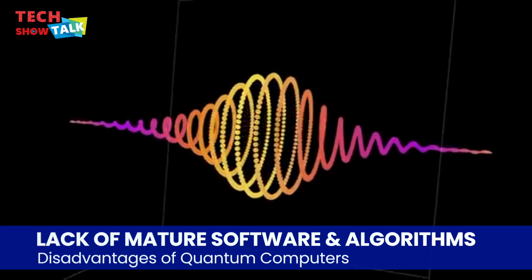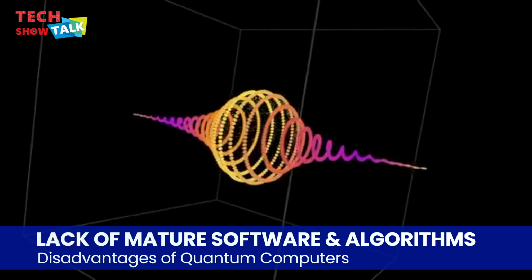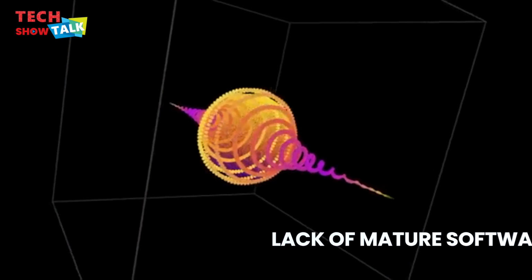There is a lack of mature software and algorithms for quantum computers, which limits their usefulness and makes it difficult to develop new applications. Yeah, so basically, we already talked about most of the disadvantages a while ago. So basically, those are the things that are lacking. Especially the last one is the cost.